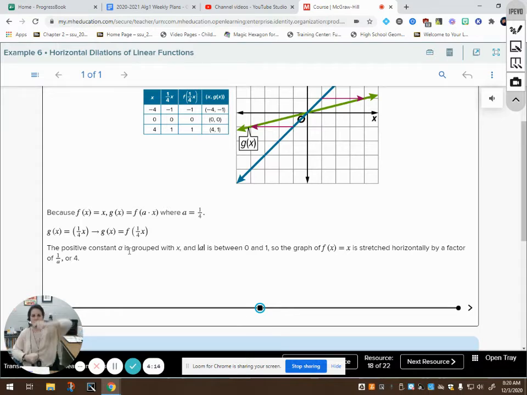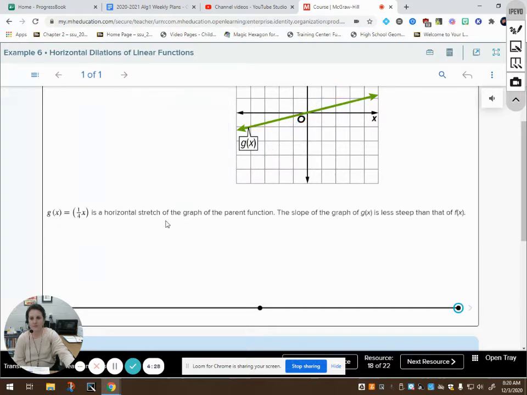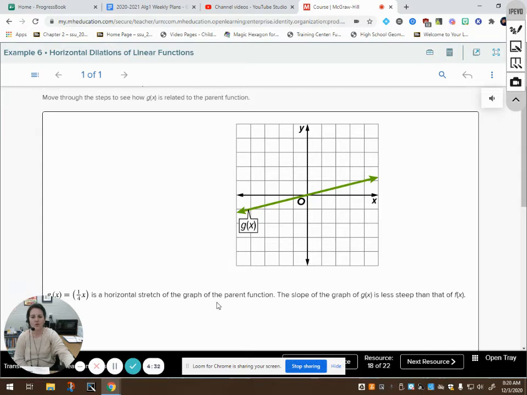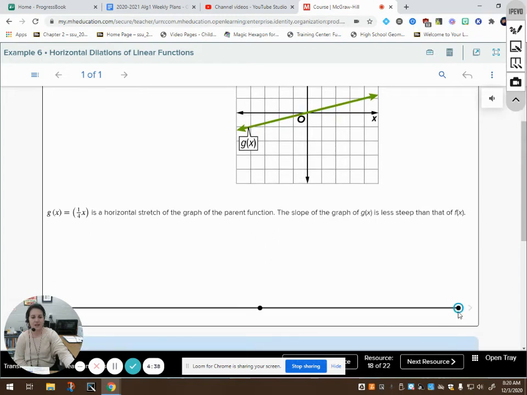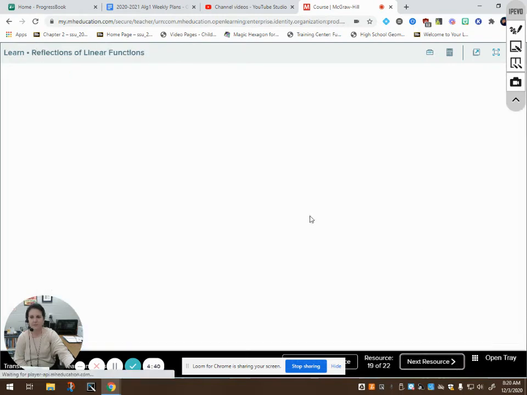It's getting pulled out this way. Think of a rubber band. If I stretch it vertically, it's getting taller, but if I stretch it horizontally, it's getting wider. So my line here is being stretched horizontally by a factor of 1/4. So again, g of x equals 1/4 x is a horizontal stretch of the graph of the parent function, and we can see that the slope is less steep than that of f of x.